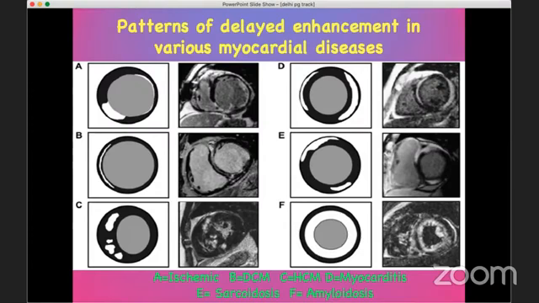So this is a very important slide, and I hope you have looked at it in detail, because just appreciation of this will give you a very, very major clue as to the etiology.